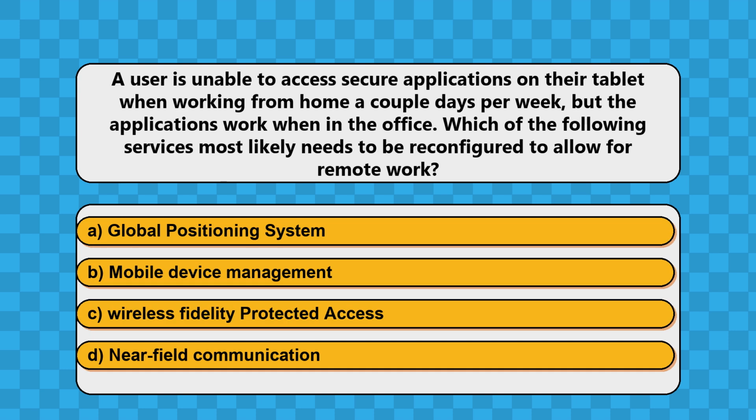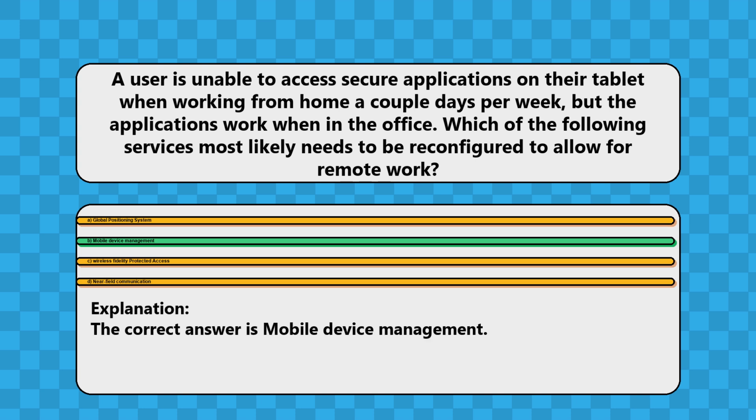Question 73. A user is unable to access secure applications on their tablet when working from home a couple days per week, but the applications work when in the office. Which of the following services most likely needs to be reconfigured to allow for remote work? Option A, global positioning system. Option B, mobile device management. Option C, wireless fidelity protected access. Option D, near-field communication. The correct answer is option B, mobile device management.